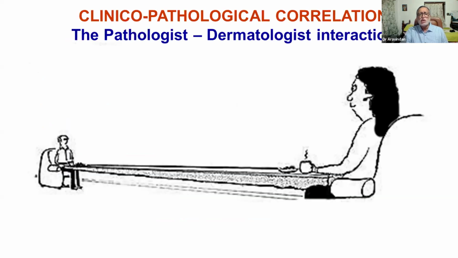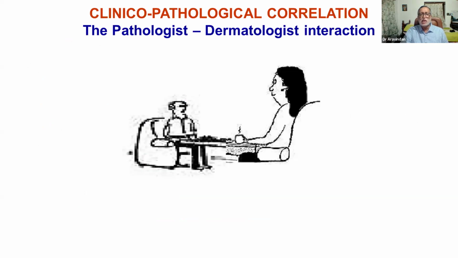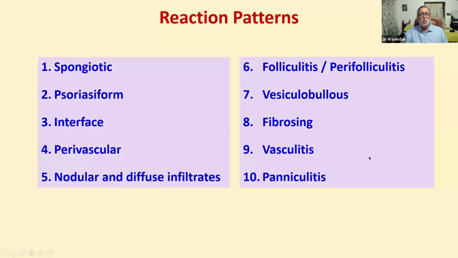The pathologist and dermatologist should frequently interact, and it should not be a very distant communication, but a close interaction is absolutely essential. So these are the reaction patterns that I'm going to discuss, and I will rapidly run through some of the important conditions within this, and then just give a list of a few conditions. It's not exhaustive at all, just to give you a feel of how to approach an inflammatory skin disorder.